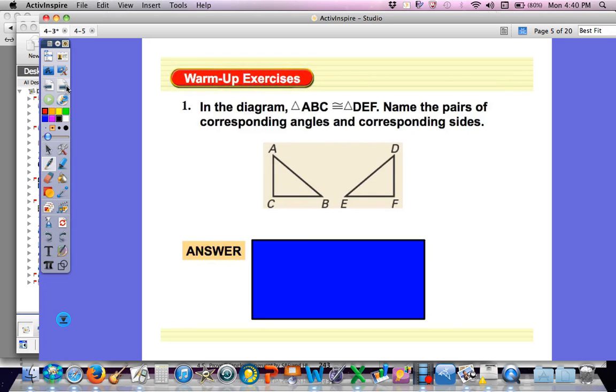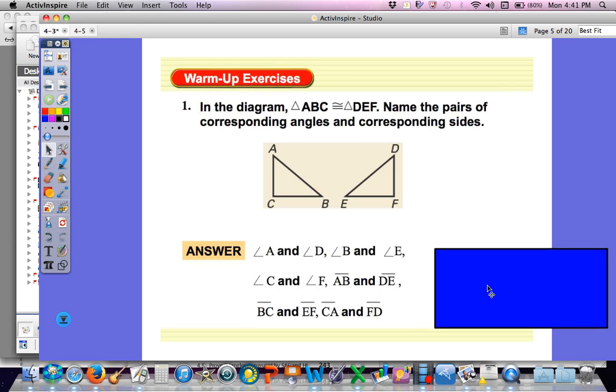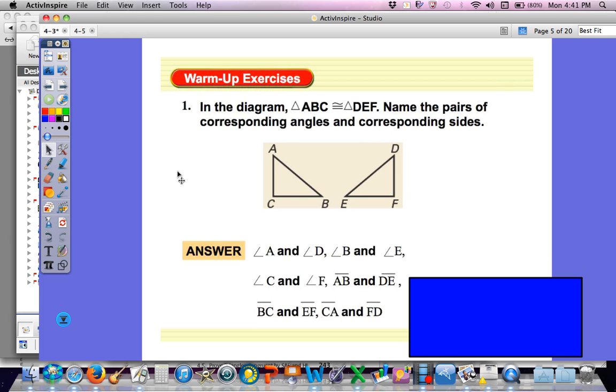So, let's look at this problem. In the diagram, triangle ABC is congruent to DEF. Name the pairs of corresponding angles and their corresponding sides. You want to be able to do this. You should be able to do this. I'm going to pull these away. Make sure you understand how to do this. We will go over it in class.